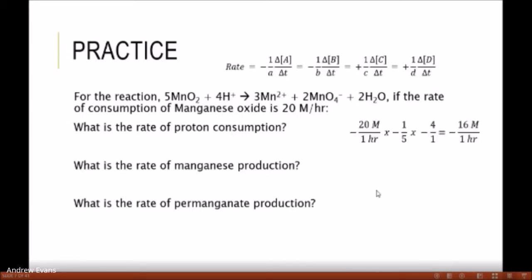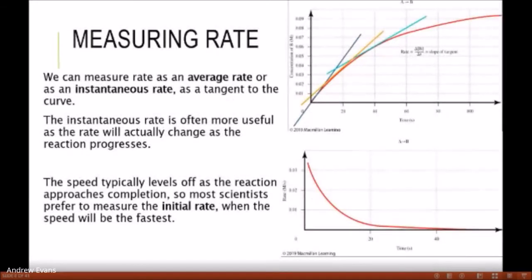Now, this is the simplest. This is the easiest thing we can do in this chapter. It's only going to get harder from here, so bear with me. Bear with me. So as we look at this, we are going to measure rates of reactions.